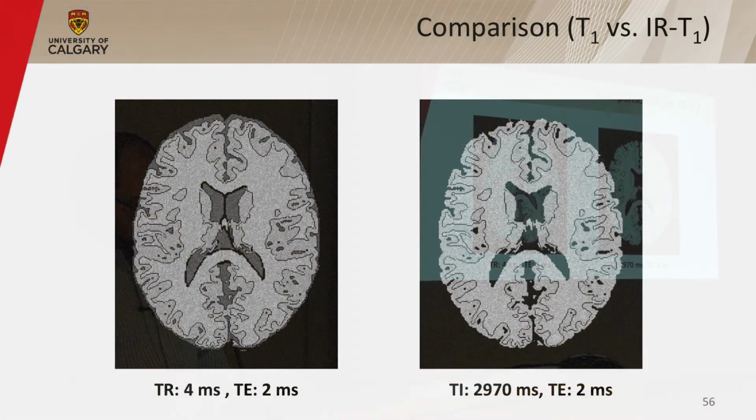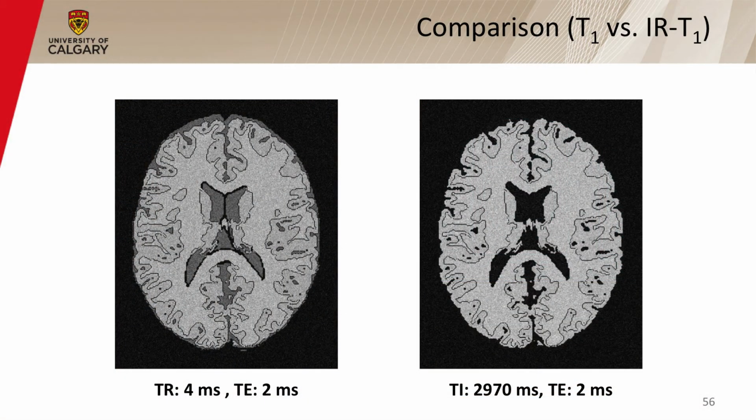Okay, and so this is just a comparison between applying short TRs versus timing your inversion the same way. So you can see the actual contrast between gray and white matter is very similar between these two images because our echo time is the same, but you can see the drastic difference in the CSF.